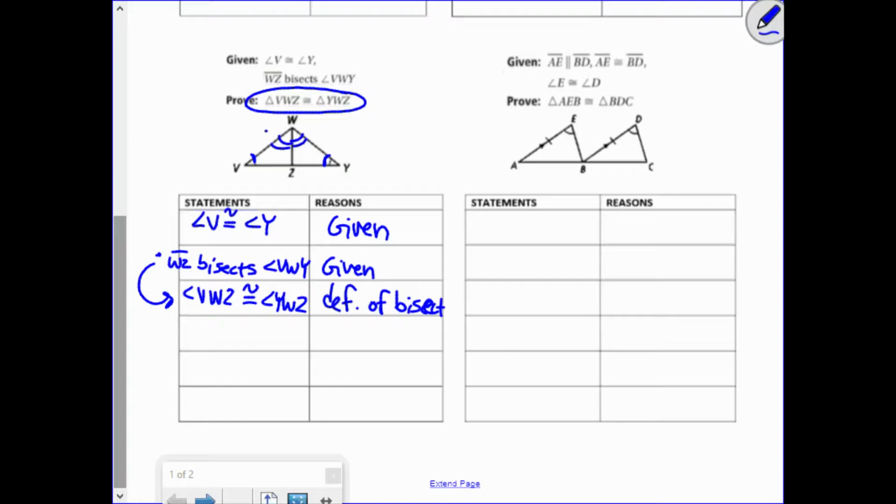The same way that you guys would use midpoint or perpendicular or anything like that. That would be your reason in the proof. Alright, so that's everything that we have from the given. Now let's see if we can add more information.